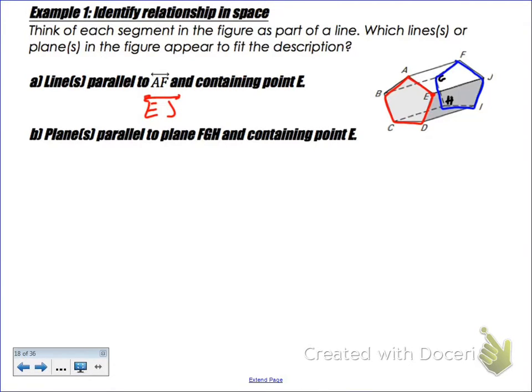A plane is a two-dimensional surface, and we can call this plane whatever we want, as long as we use 3 of the letters. A, B, C, D, and E are the 5 letters that make up the plane. So we can call this plane ABC.